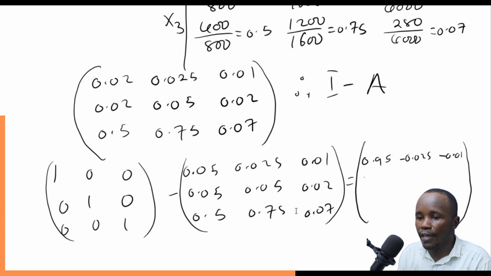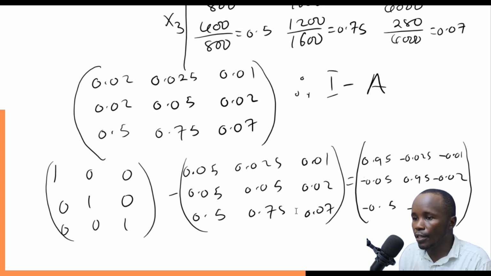This one I'm going to find is negative 0.05, 0.95, negative 0.02. Yes. Here I'm going to have negative 0.5, negative 0.75, and then here I'm going to get 0.93.